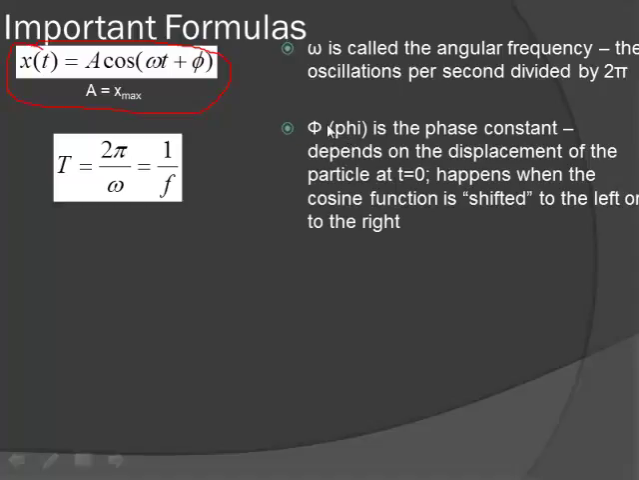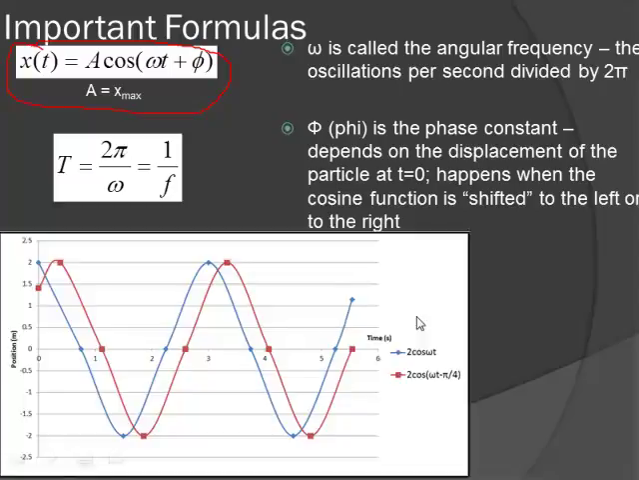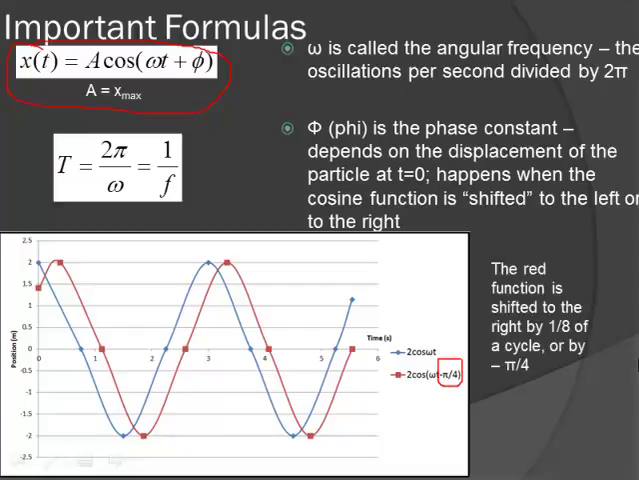And then this right here, phi, is the phase constant, and it depends on the displacement of the particle at t equals 0. So it happens when the cosine function is shifted to the left or to the right. So here's an example. This was our original function, and then the red one that you see is when the cosine function is shifted, so negative pi over 4 is the phase constant. So it shifted to the right by 1/8 of a cycle.